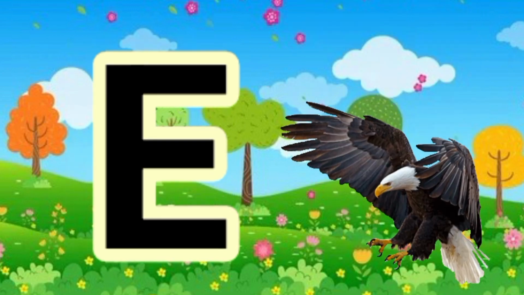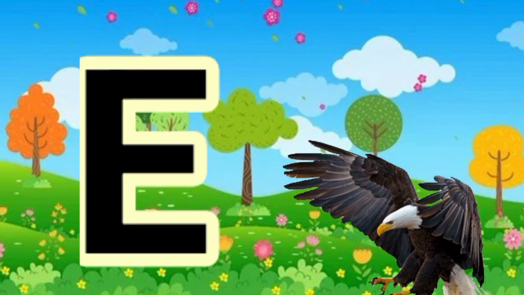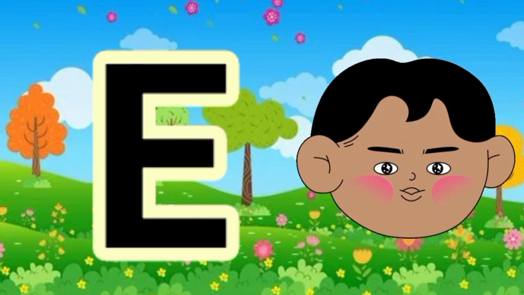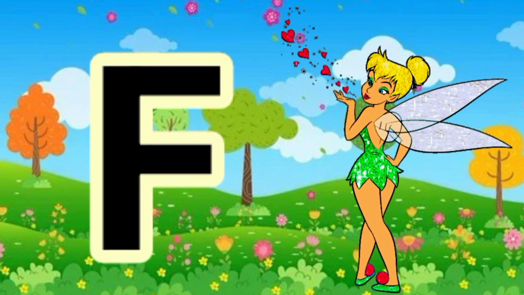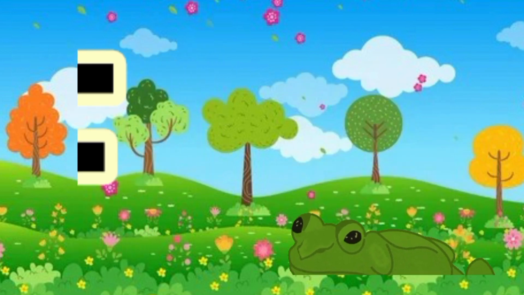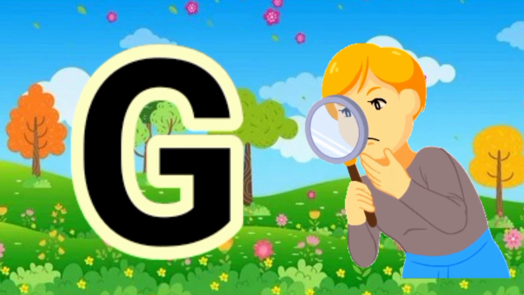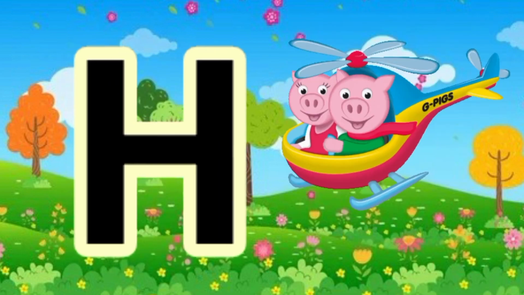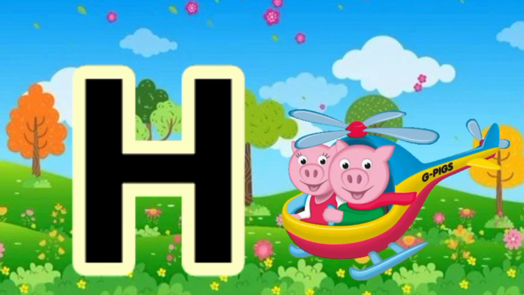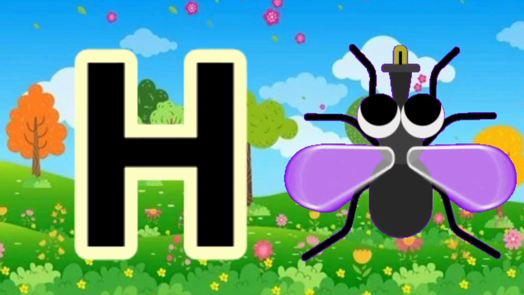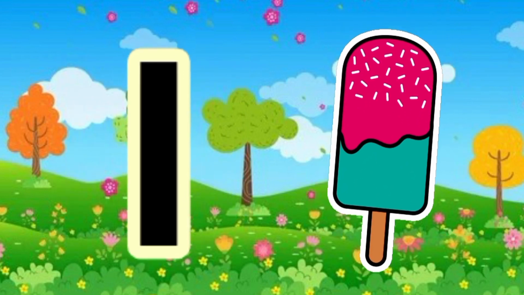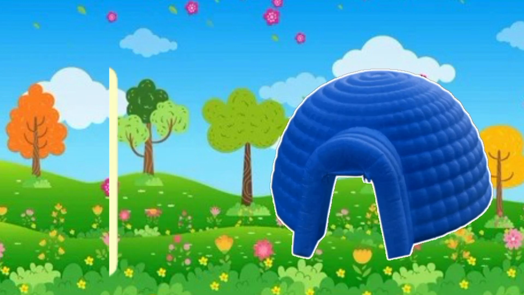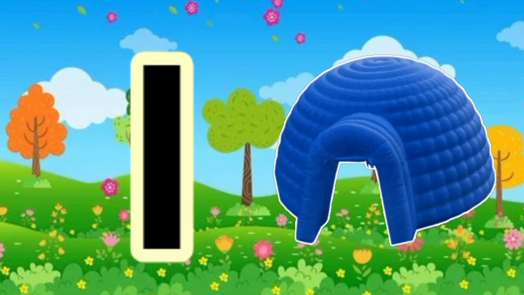E for eagle. E for ears. F for fairy. F for frog. G for glass. H for helicopter. H for housefly. I for ice cream. I for igloo.